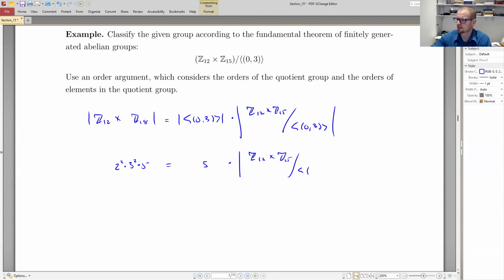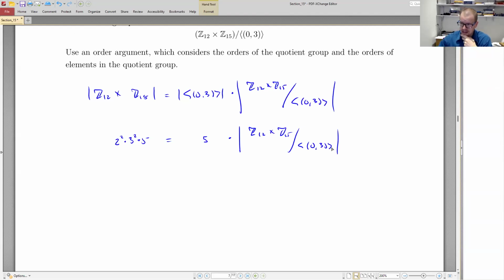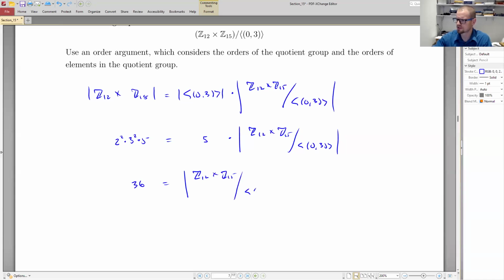So write that down again. All right. I can divide both sides by 5 to get that the order of this group, 4 times 9 is 36, is the order of Z12 cross Z15, quotient by the subgroup generated by (0, 3).